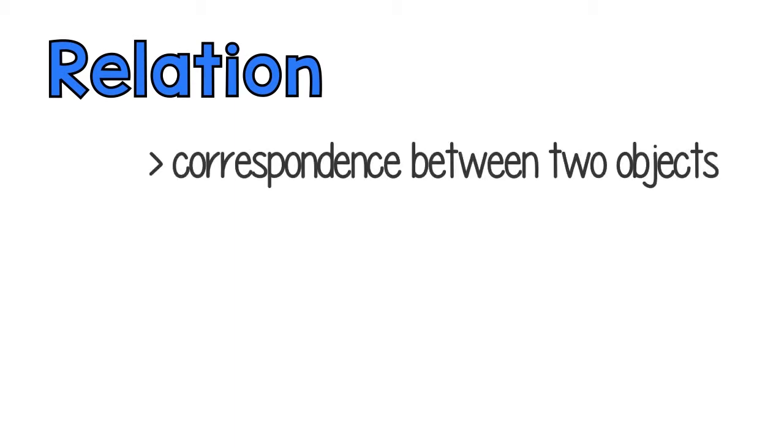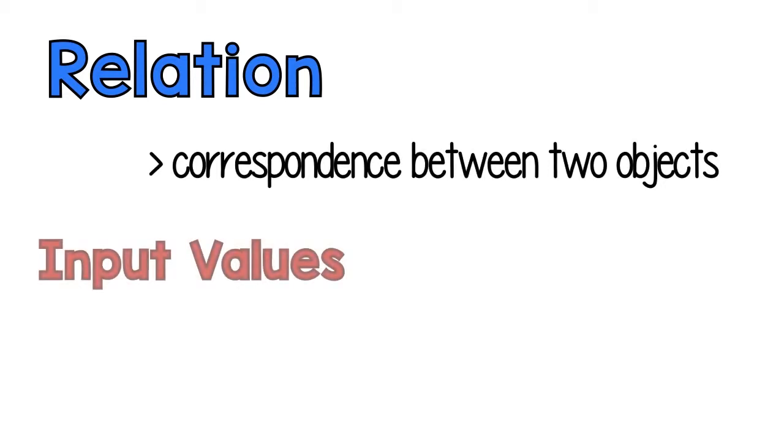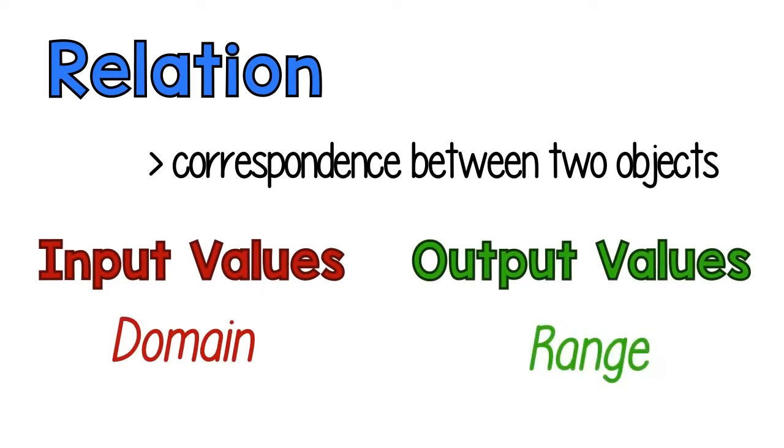But before we get into that, we have to learn first about relations. A relation is defined as a correspondence between two sets of objects. It can also be defined as a mapping or pairing of input values with output values. The set of input values is called the domain, while the set of output values is called the range.